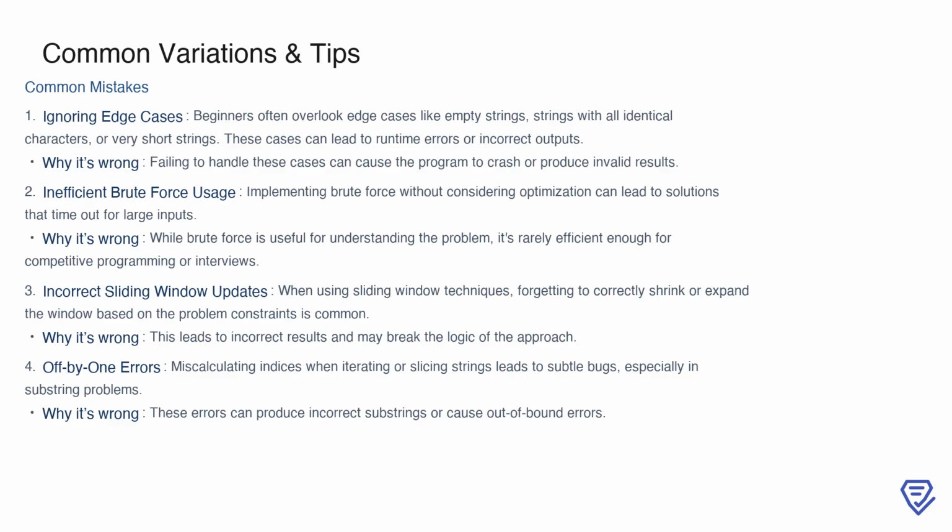Lastly, there's the notorious off-by-one error. Miscalculating indices, whether when iterating or slicing strings, can create subtle bugs, leading to invalid substrings or out-of-bound errors. By being mindful of these mistakes, you can avoid common traps and build more robust solutions.